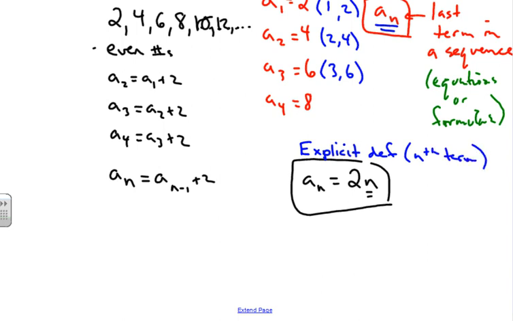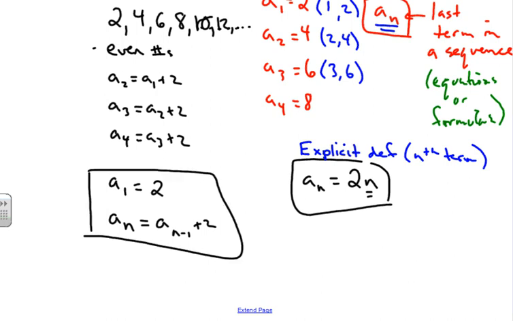This right here, what I drew out, is another way to write this, but we would have to have an initial condition of saying 2. This is what's known as a recursive definition. A recursive definition, and here's an example.